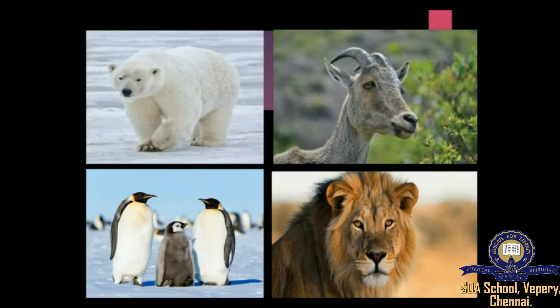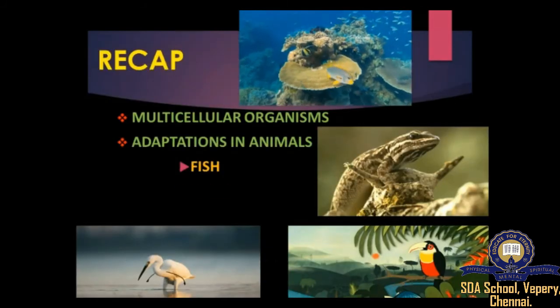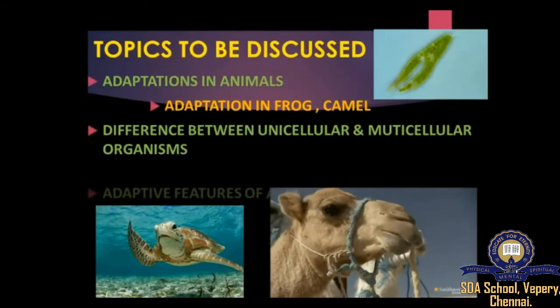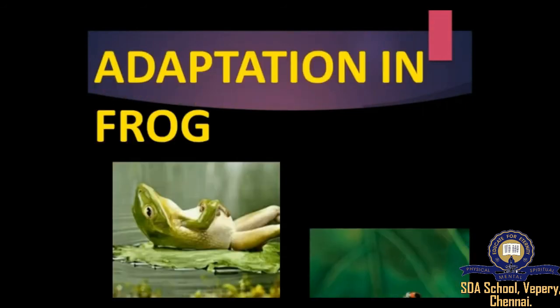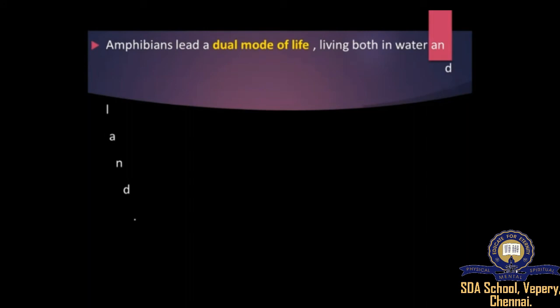Okay, so now I'll do a recap of what we learned in today's class. So the first thing we moved on to is the adaptation in frog. Okay, so first we saw that the amphibians lead a dual mode of life, that is living both in water and land. So what are amphibians? They are small vertebrates that need water or a moist environment to survive.